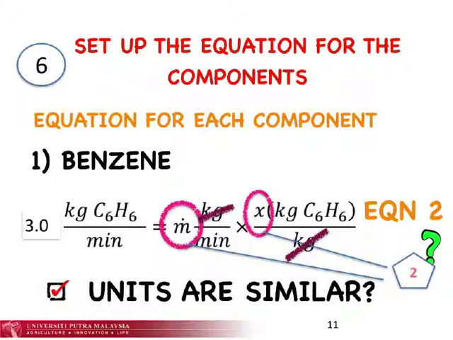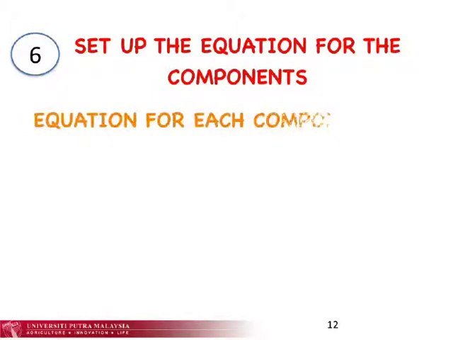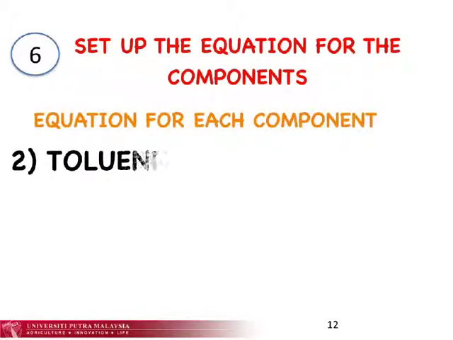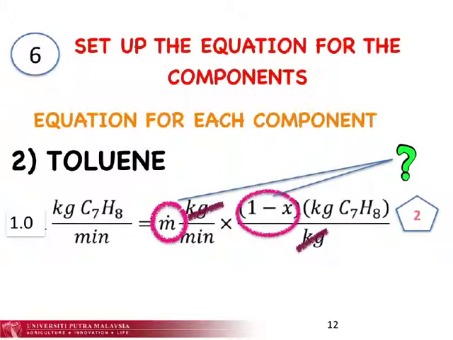Similar equations to what you set for benzene can also be set up for toluene. You're going to take into account how much toluene goes into the system and make that equal to that going out from the system.